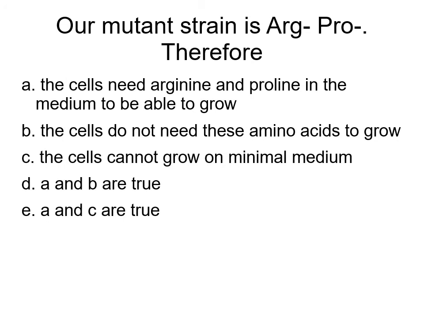Okay, our mutant strain is Arg minus, Pro minus, therefore, the cells need arginine and proline in the medium to grow. The cells do not need these amino acids to grow. The cells cannot grow on minimal medium. A and B are true. A and C are true. Yes, A and C are true. They need arginine and proline, and they cannot grow on minimal medium.